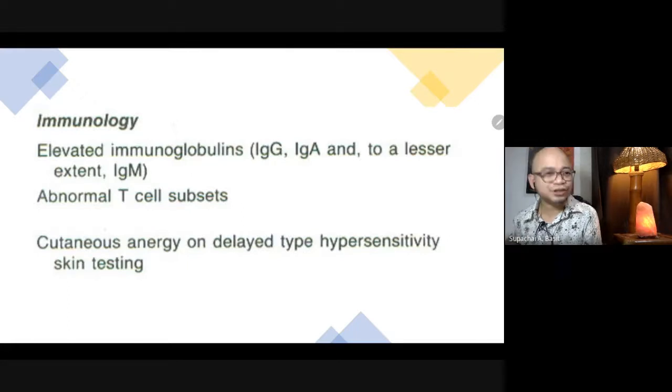In immunology, there would be elevated immunoglobulins, IgG, IgA, and to a lesser extent, IgM. So there would be abnormal T cell subsets. And then there is also a cutaneous allergy on delayed type hypersensitivity skin testing, probably because the level of the TDH cells are also affected.